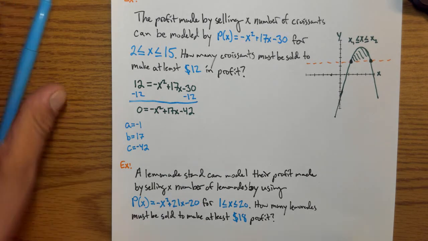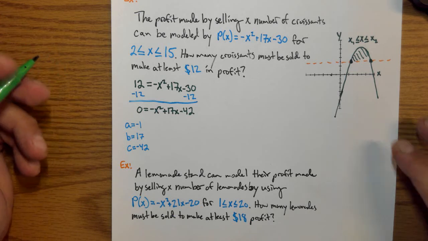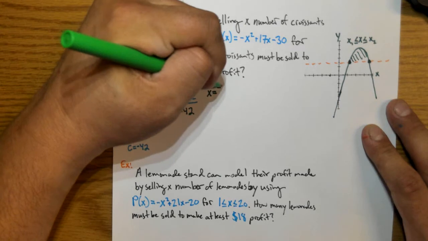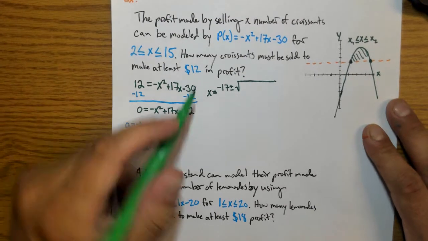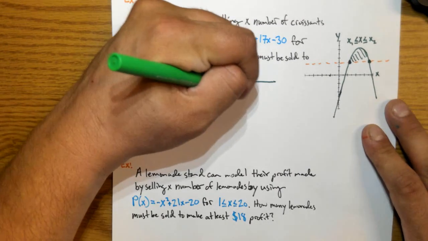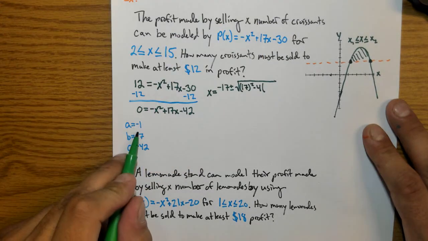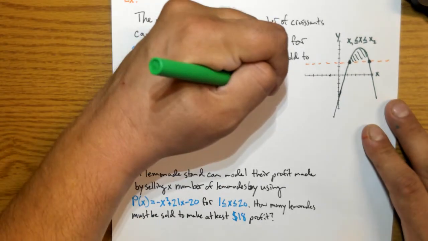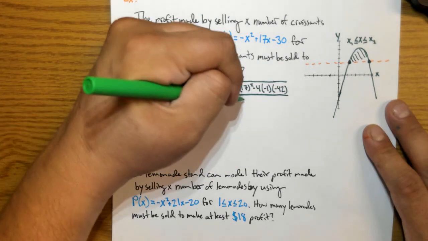So let's get started with the quadratic formula here. What color should I use? I'll use green. I've got so many options. Okay. So x equals negative b, so negative 17, plus or minus the square root of 17 squared minus 4, remember the 4 is in the formula, times a, negative 1, times c, negative 42, all divided by 2 times a, so 2 times negative 1.